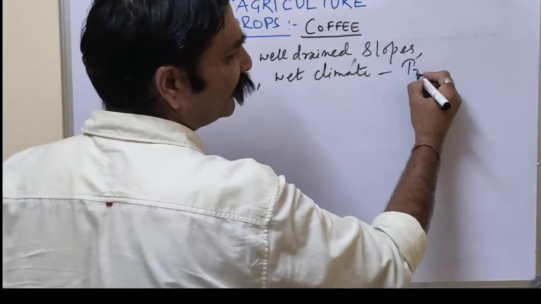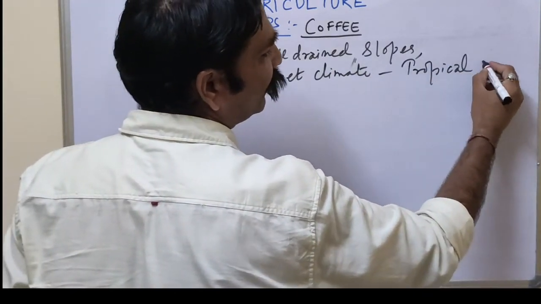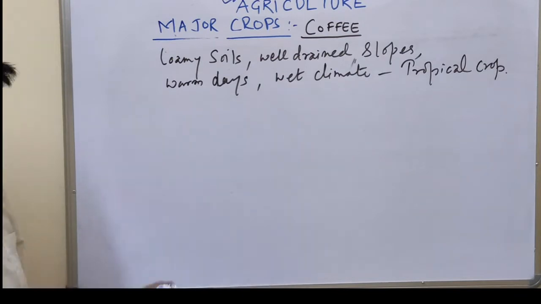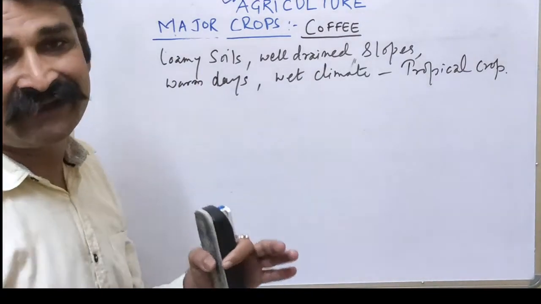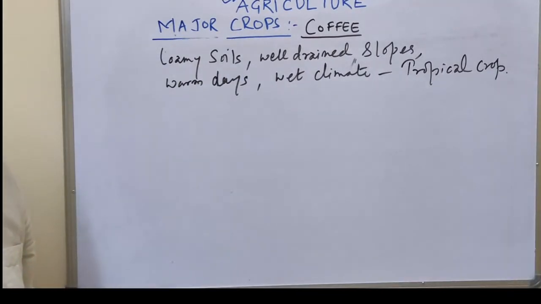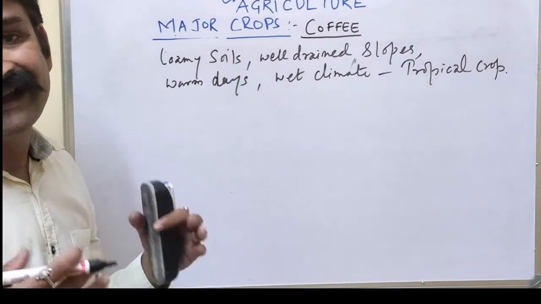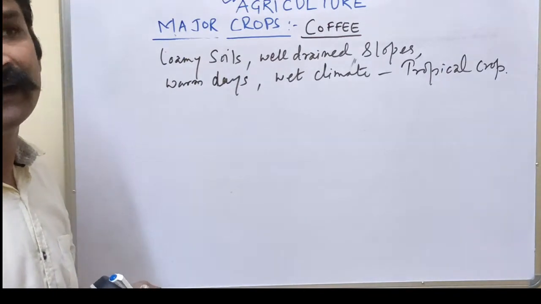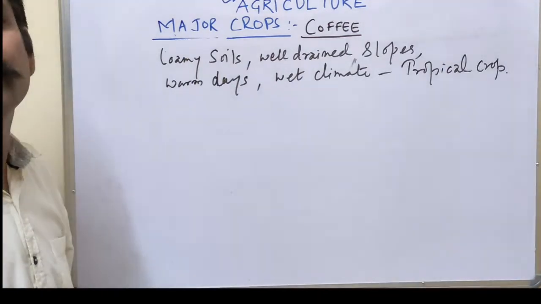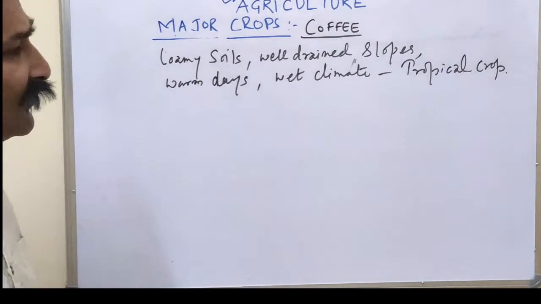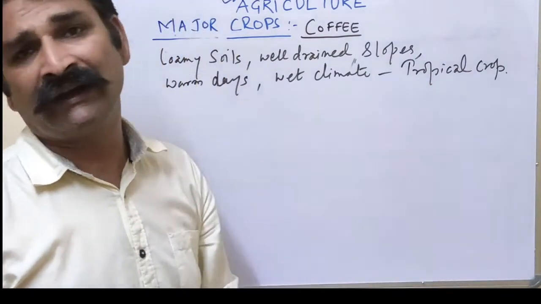It is again a tropical crop, and it grows better in tropical areas, and these areas are near the upper portion as well as the lower portion of the equator, where you have heavy rainfall, heavy sunlight, and the highest amount of humidity. So these areas are suited for the cultivation of coffee as well as all the tropical plants.